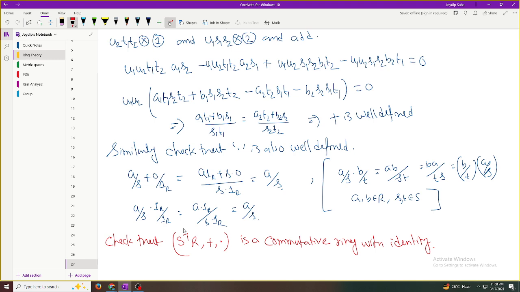Now my question is, what is the nil radical of S inverse R? Before answering this question, you have to answer what is the spectrum of S inverse R, what are the ideals of S inverse R, right?